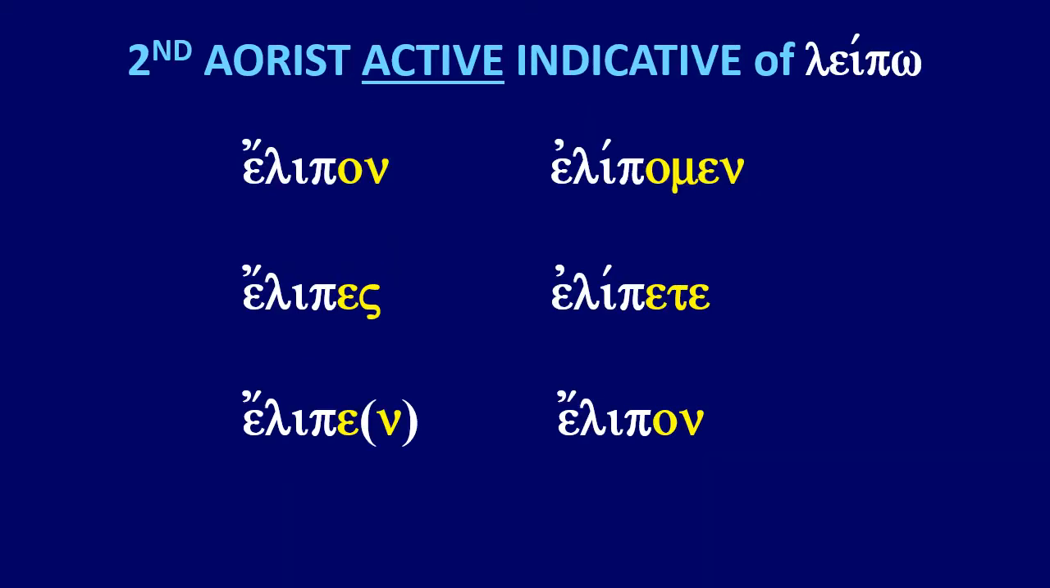And so going back to the second aorist active indicative forms again, in this case, leipo is our lexical word. We have first person singular, elipon, second person singular, elipes, third person singular, elipe, or with the movable nu, elipen, and then elipomen, elipete, elipon.